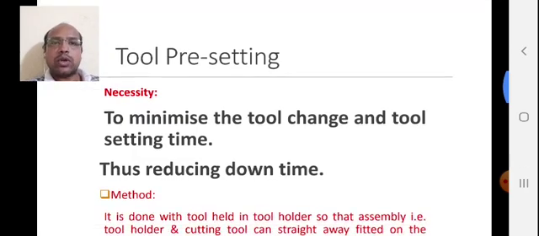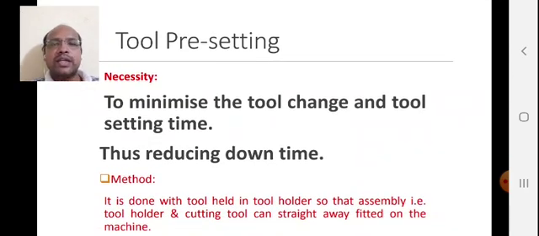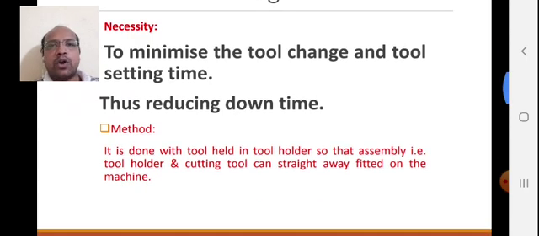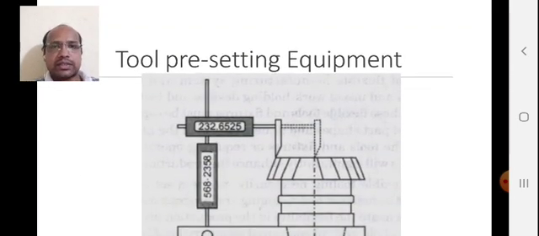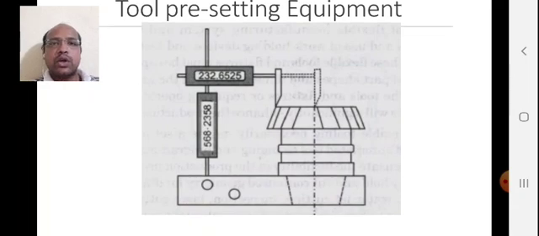First of all, let us understand what is tool presetting and why it is necessary. It is used to reduce the tool change time and tool setting time. Obviously, the cutting tool is fitted in a tool holder, and they can be fitted straight away on the machine. These are fitted with the help of different gauging devices. Why are these gauging devices used? To adjust an angle of a tool holder, also to adjust an angle of a tool during the manufacturing process, because the angle of a cutting tool is very important for getting accuracy in manufacturing.